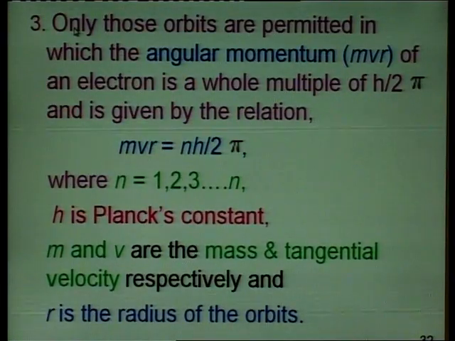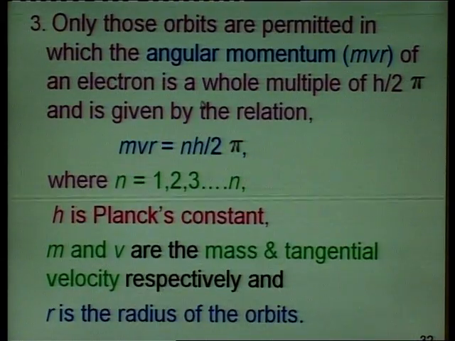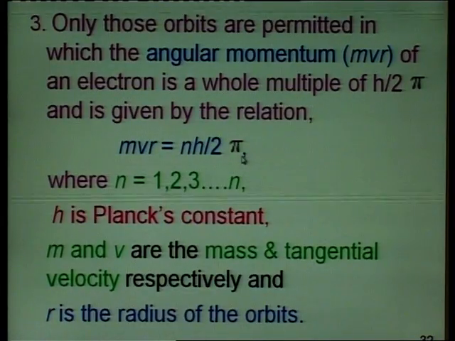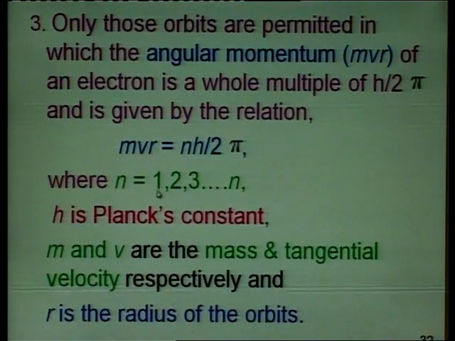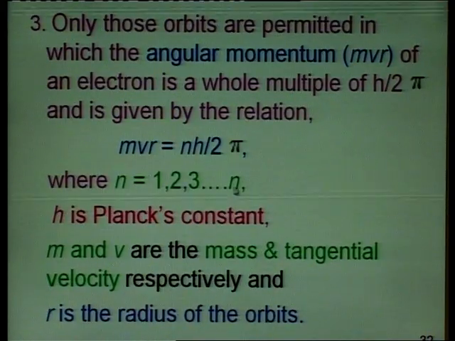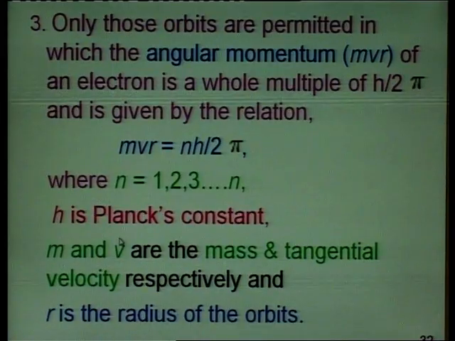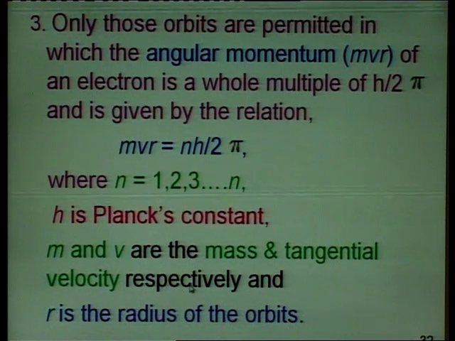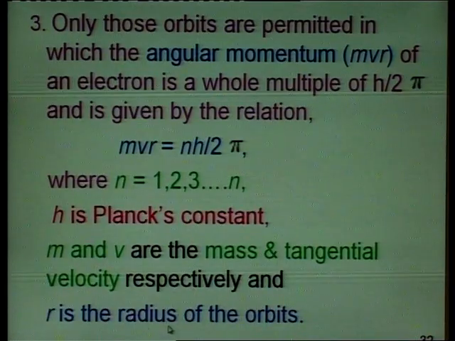Then the third postulate. Only those orbits are permitted in which the angular momentum of an electron is a whole number multiple of h upon 2 pi and is given by the relation mvr is equal to nh upon 2 pi, where n is equal to 1, 2, 3 and so on, and h is the Planck's constant. m and v are the mass and tangential velocity respectively, and r is the radius of the orbit.